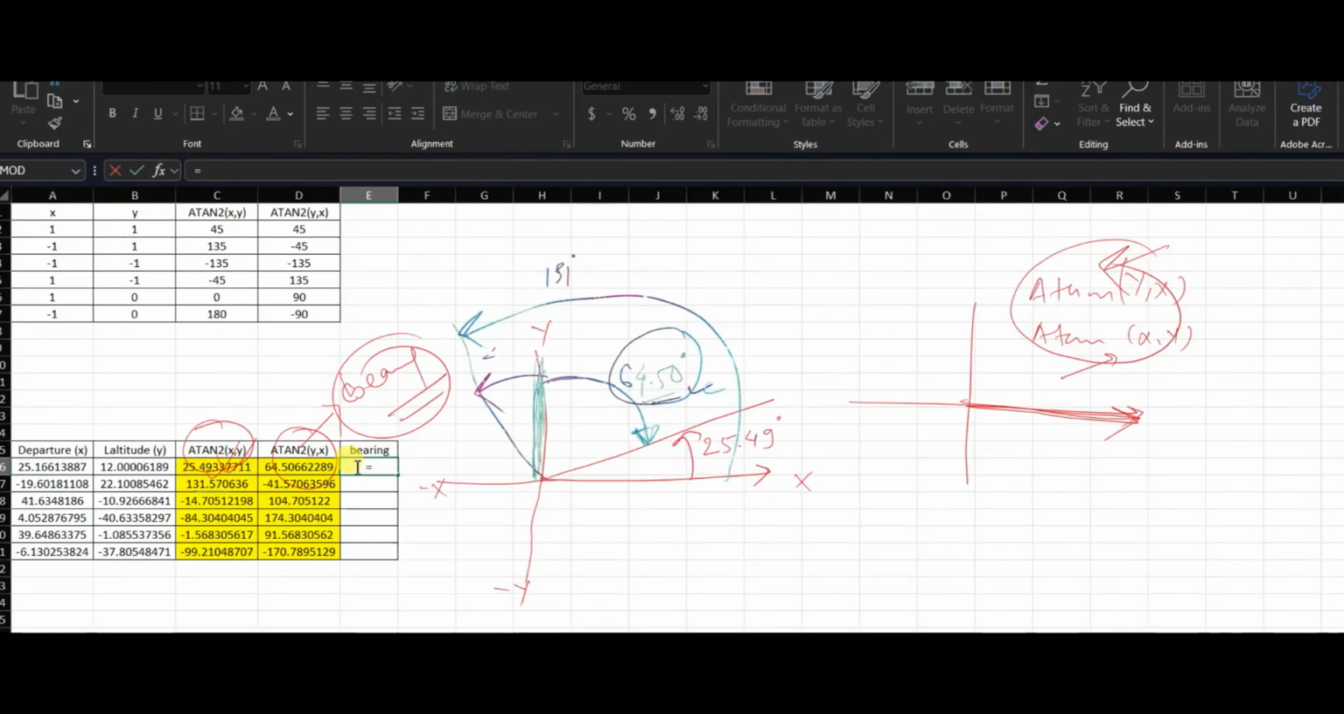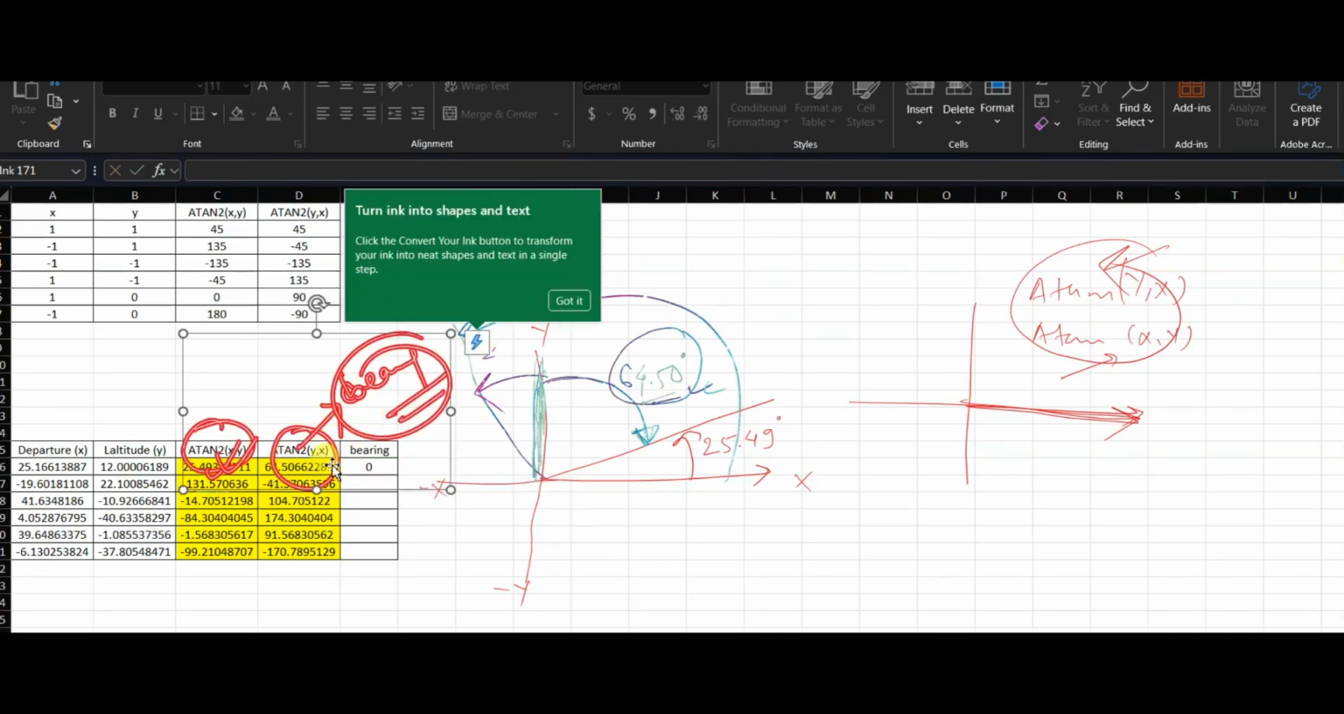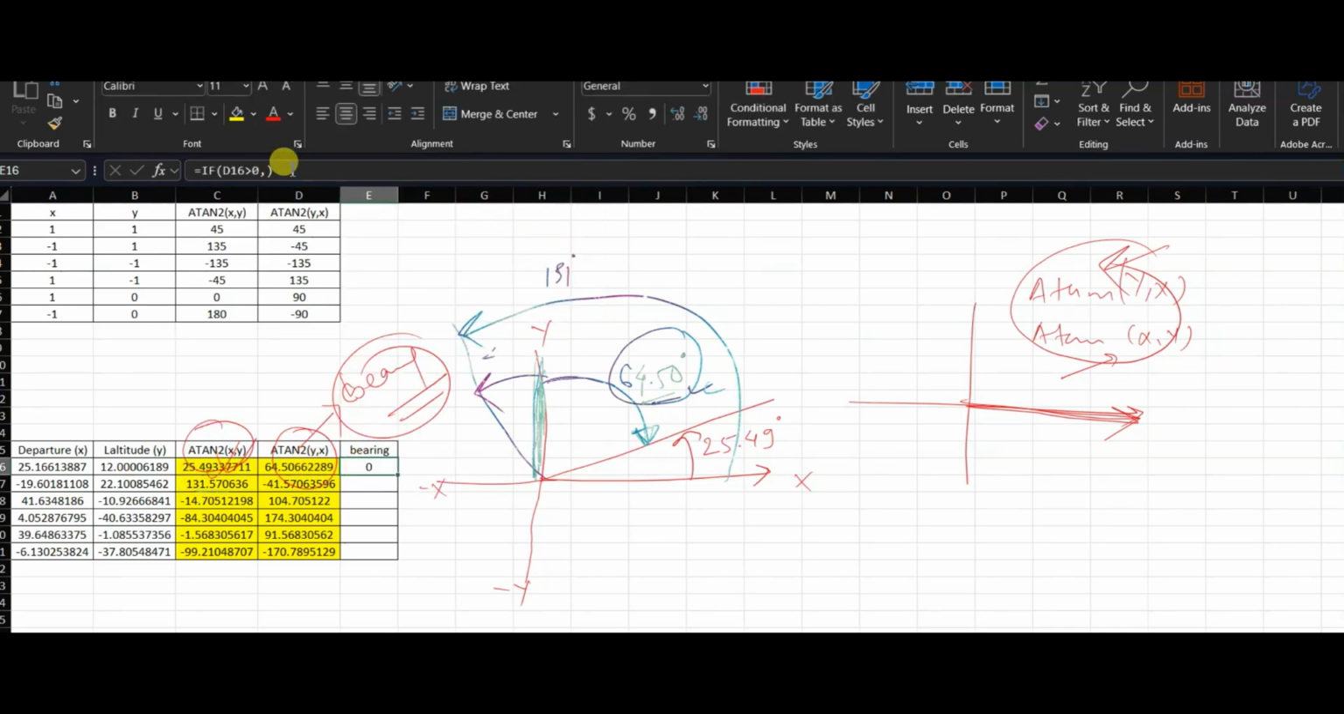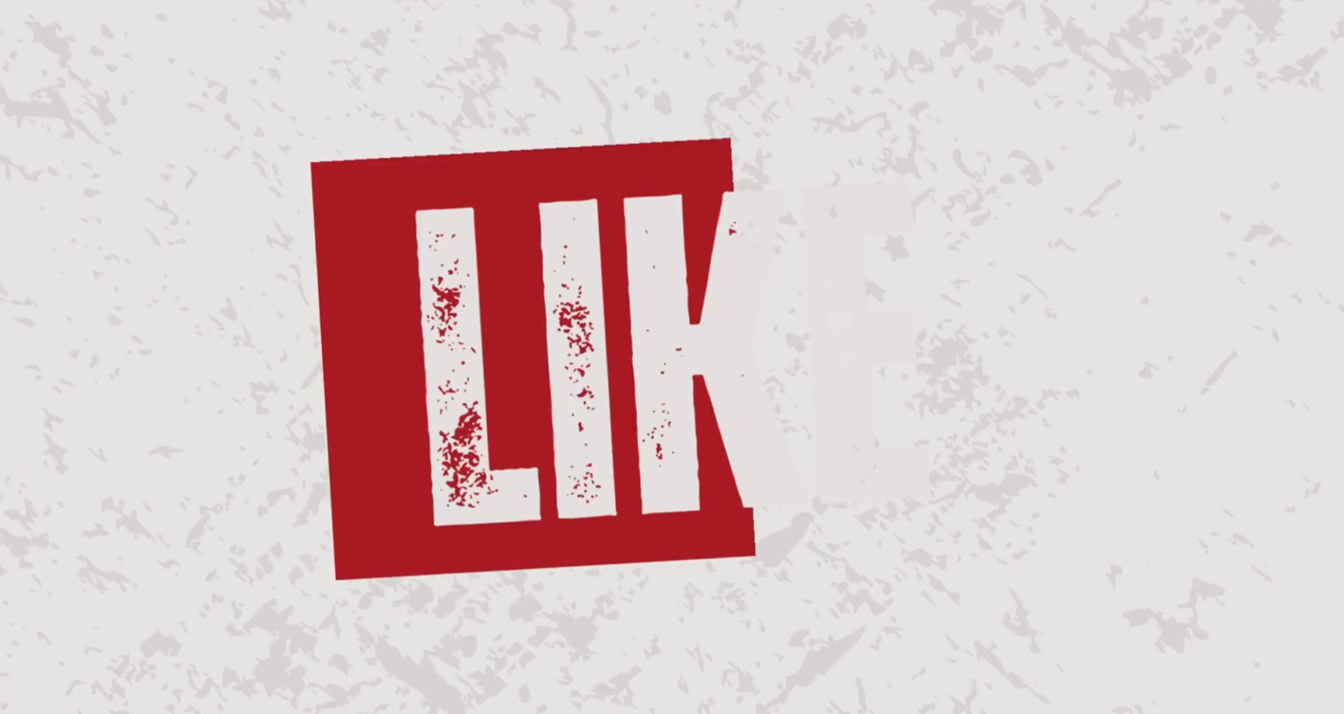Now to calculate the bearing, you can use the IF function and convert the bearing like this. IF, then you need to go for a logical test, right? If this value is positive, then the correct bearing is this value, right? Otherwise, if the value is negative, the value if false, then this value plus you need to add 360 degree like this, right? So if you do this, you can get the bearing with respect to north.